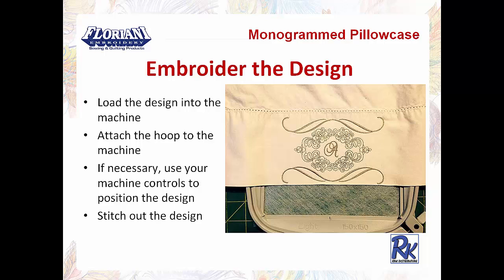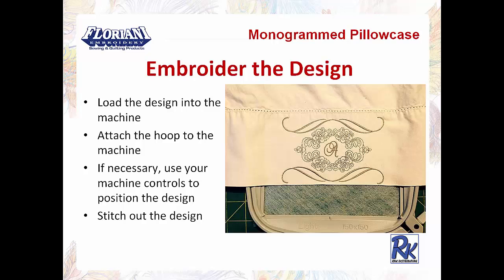So now we're going to load the design into the machine, attach the hoop to the machine, again making sure that the bottom part of the pillowcase doesn't get in the way. And if necessary, you want to use your machine controls to fine-tune the position of the design on the hem. You want to make sure that the design fits all within the hem. And then you're going to press start to go ahead and stitch out the design. We've designed it all in one color, so it should just stitch out from one end to the next.